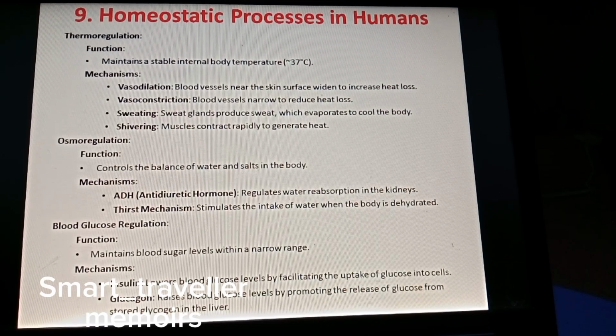So there are 3 main homeostatic processes: thermoregulation, osmoregulation, and blood glucose regulation. Thermoregulation involves temperature regulation, osmoregulation involves water regulation, and blood glucose regulation involves regulation of the sugar in our body.